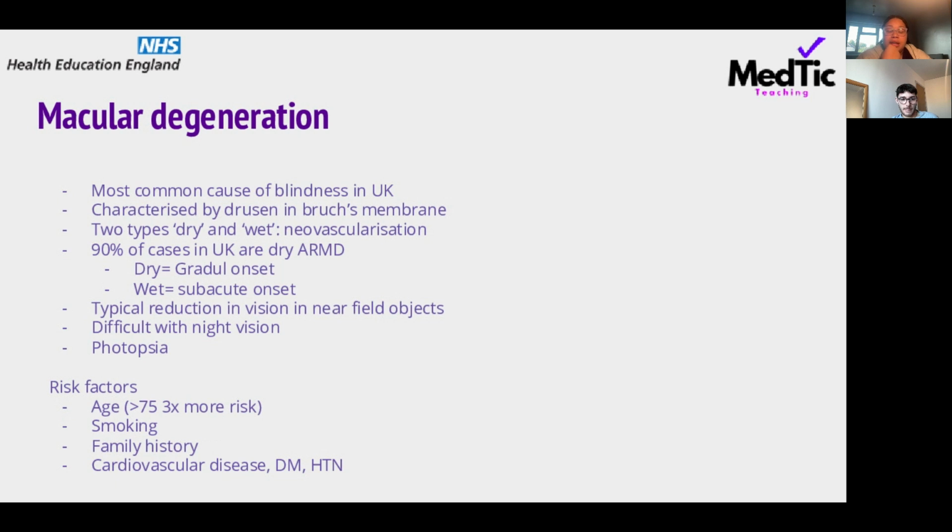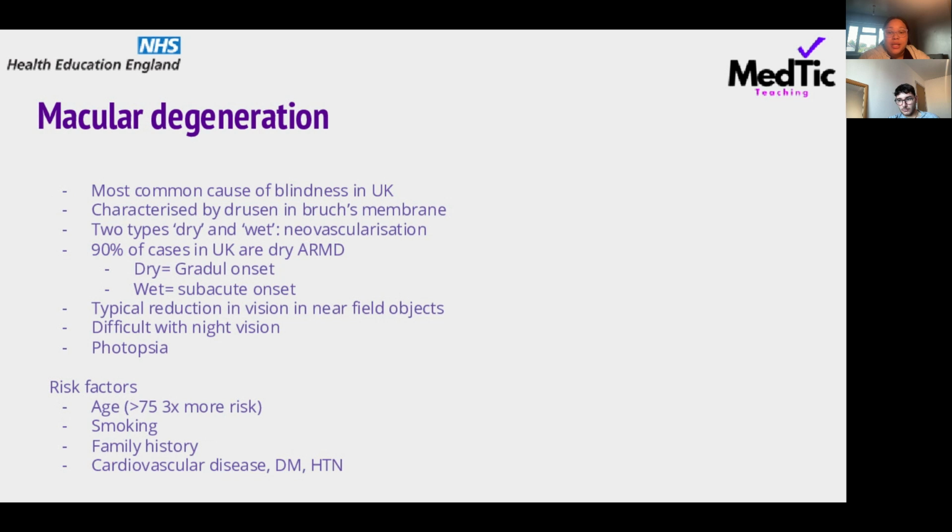On a fundoscopy, like I said, you'll see the drusen. You might see neovascularization and subretinal hemorrhage within the globe as well. You can request an OCT, and that might show fluid or thickening under the retina as well. To manage this, with dry AMD, it's just monitoring and focusing on any contributing factors such as smoking.